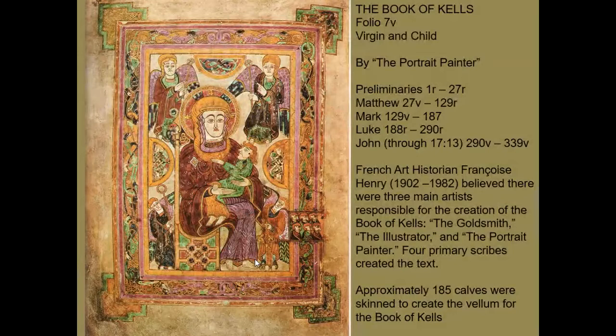This is a pretty remarkable text as well. This is an illuminated manuscript known as the Book of Kells. The Book of Kells itself is one of the larger of the books. It's not the largest, but there's at least one estimate that nearly 200 calves were skinned to create the vellum to give us the pages of this book. The book itself, of course, includes the four Gospels. Although the Gospel of John is not complete, there's also a section at the beginning known as the preliminaries that does have additional information as well.